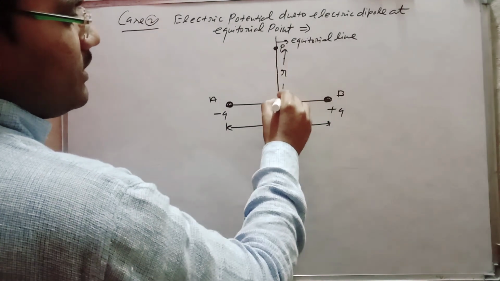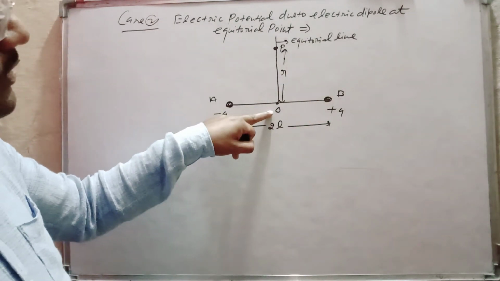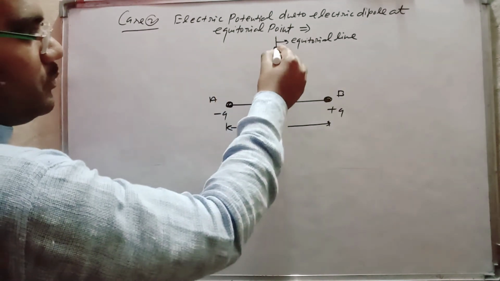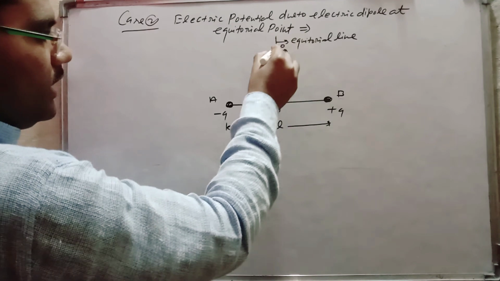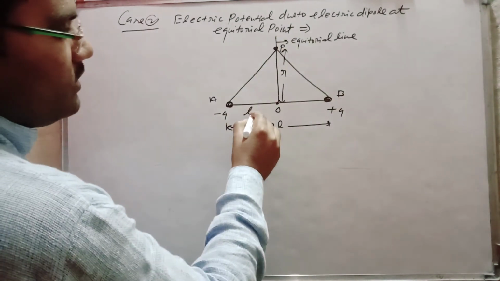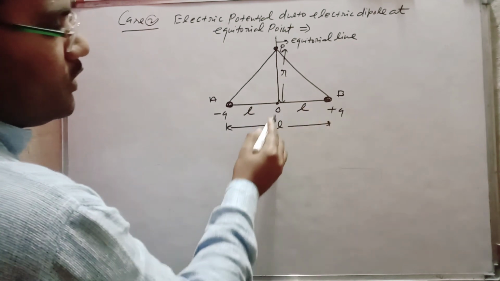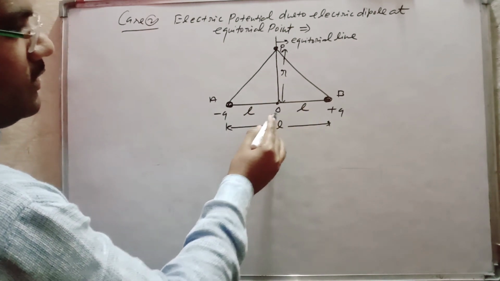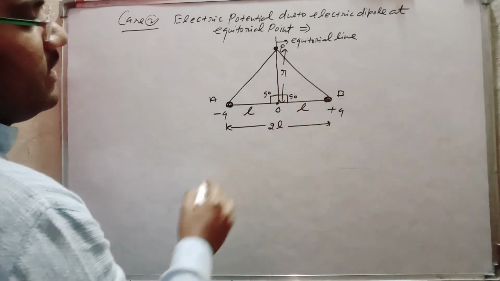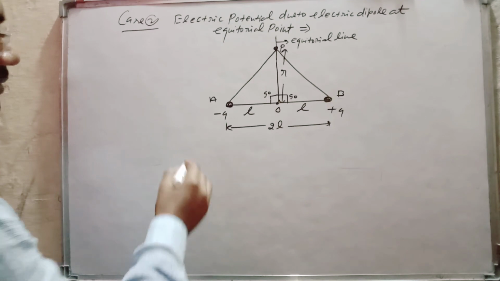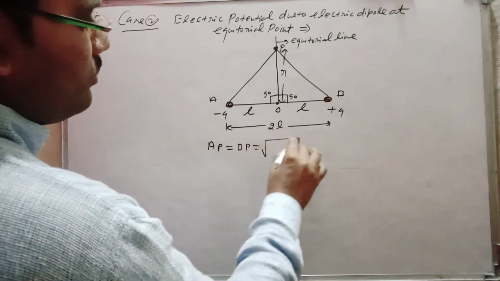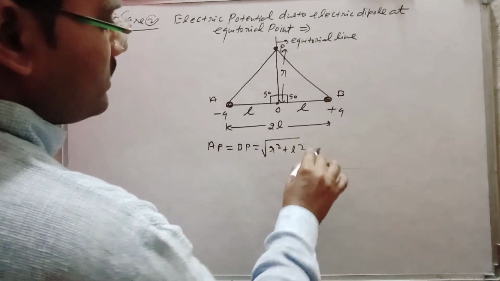Let the separation between O and P be small r. Now we join P to A and P to B. This one is L and this one is L, because O is the midpoint. This one is 90 degrees and this one is 90 degrees. Then according to Pythagoras theorem, AP is equal to BP is equal to the square root of R square plus L square.